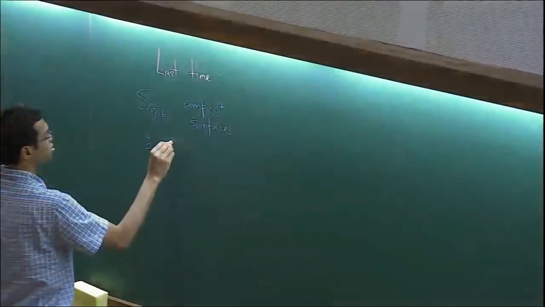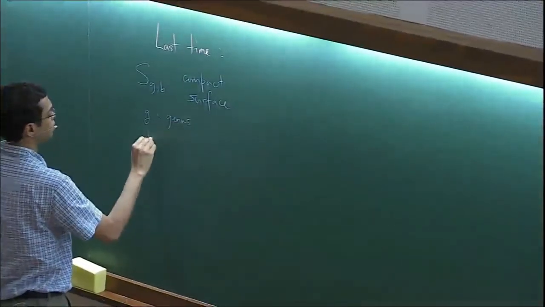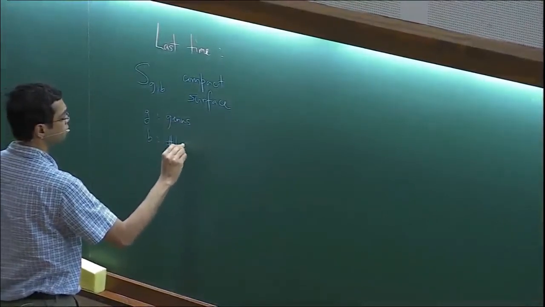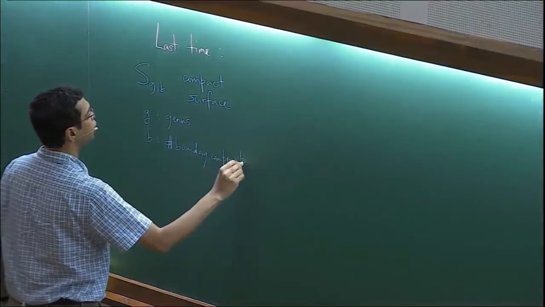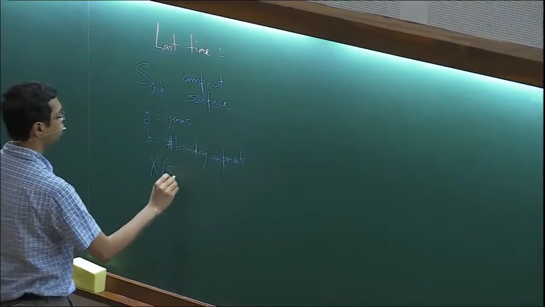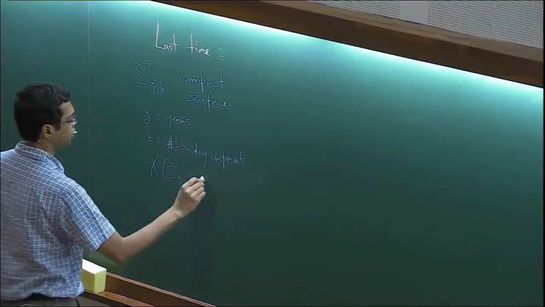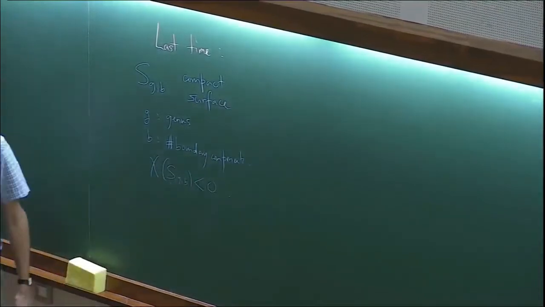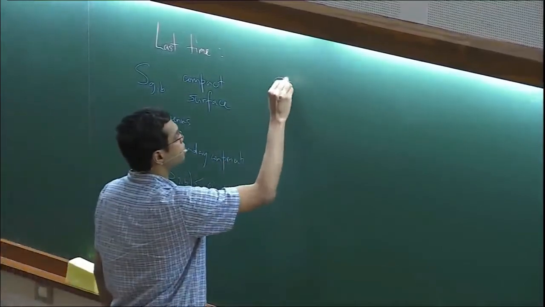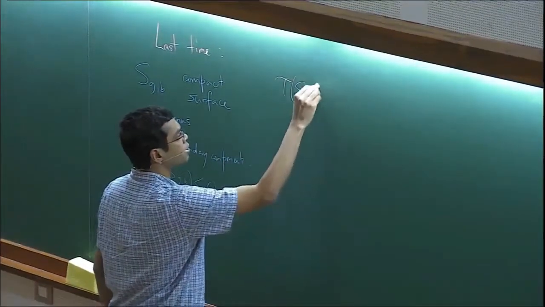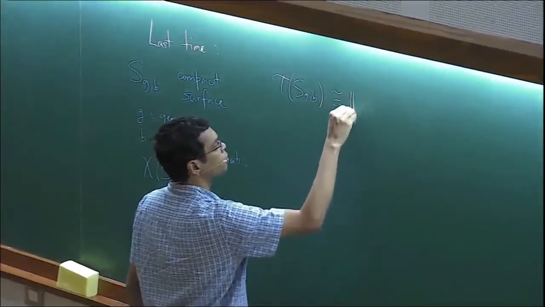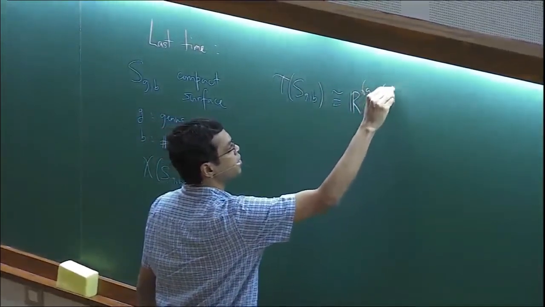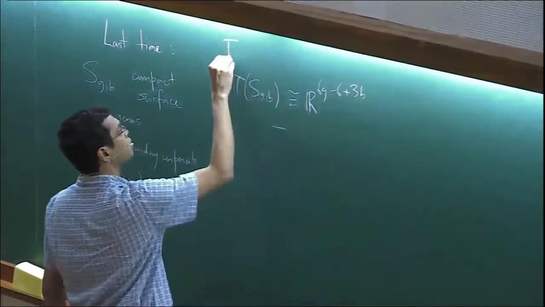G is the genus, and B is the number of boundary components. And we're only looking at things with negative Euler characteristic. So we saw that the space of hyperbolic metrics and markings, Teichmuller space, is homeomorphic to R^(6G minus 6 plus 3B).